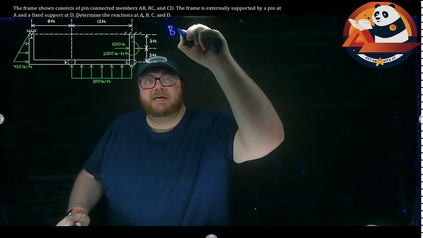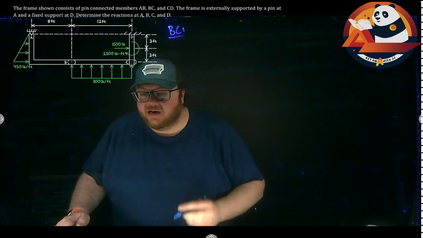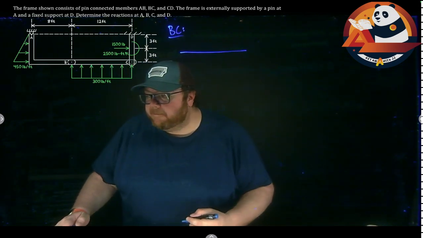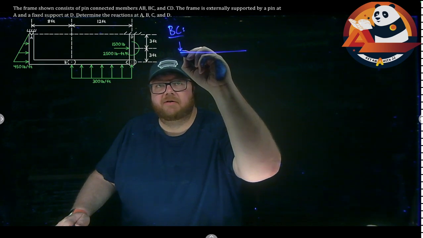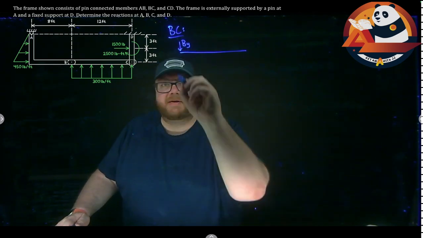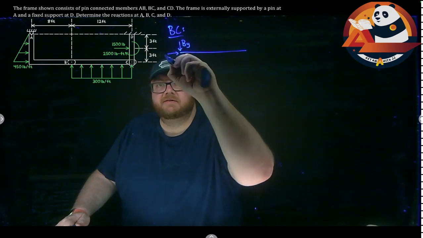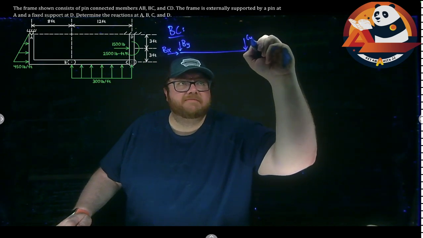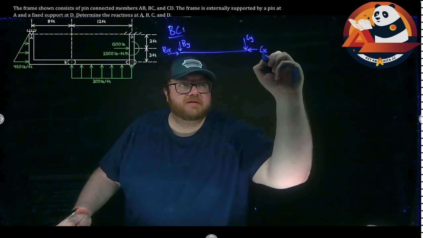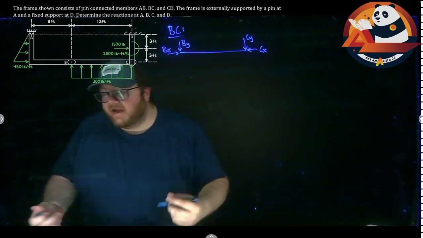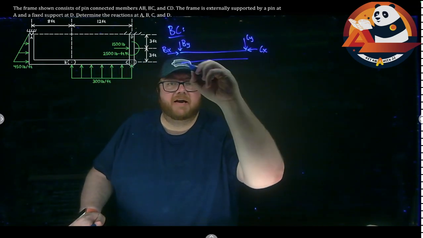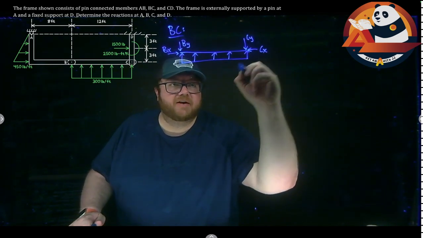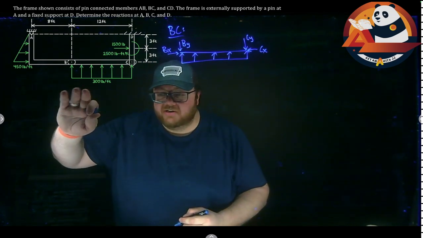So I'm working with member BC to start this out. Our free body diagram is just a nice horizontal member. At B, let's guess that BY comes down and that BX goes to the right. Over at C, I'm going to guess that CY comes down and that CX goes to the left. And then all the way along here, I have a distributed load, so we stick that in. It's a nice rectangle for us. Despite what my picture looks like, that should be a rectangle. And I know the height of this is 300 pounds per foot.